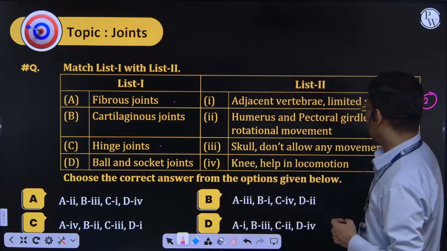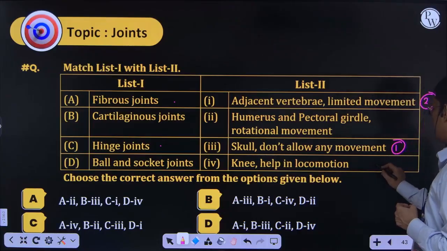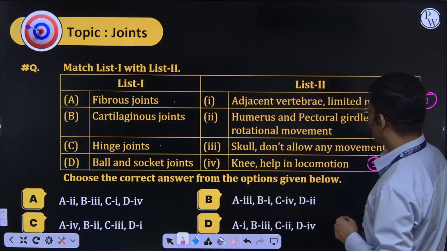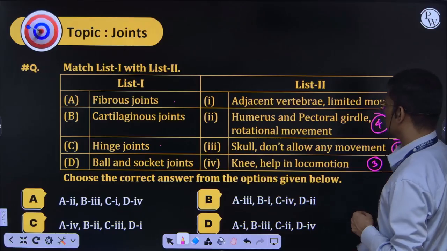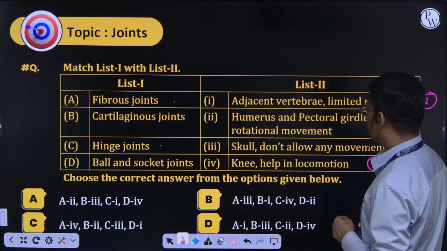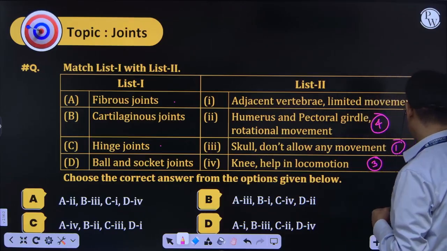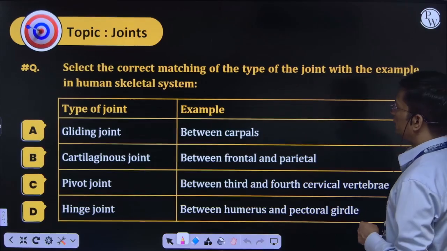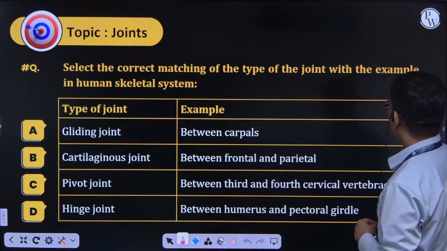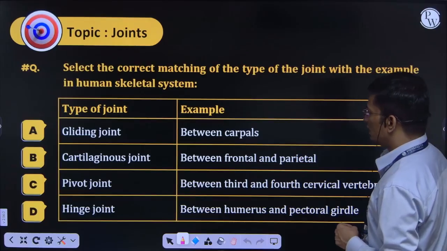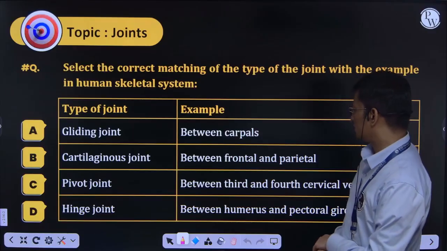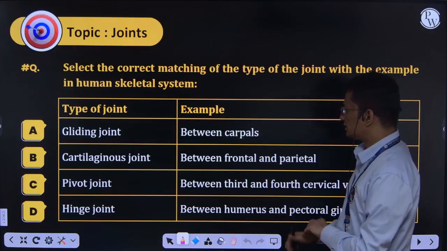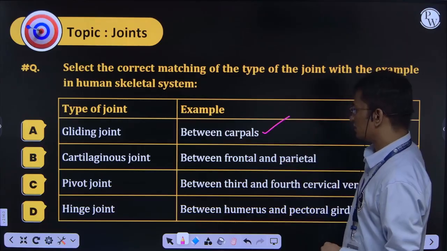Hinge joint. Which is the hinge joint? Knee, helps in locomotion. Ball and socket joint: humerus and pectoral girdle, in rotational movement. Select the correct matching of the type of joint with the example. Gliding joint is present in the carpals and tarsals. So carpals, this is correct.